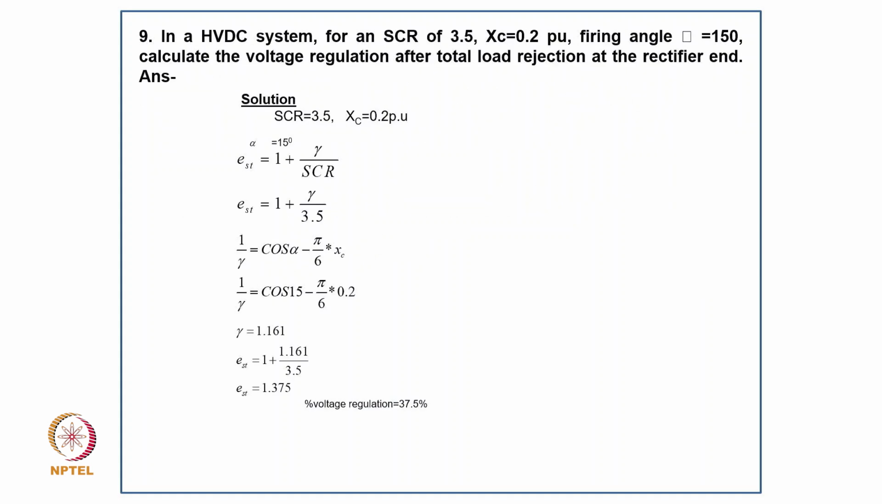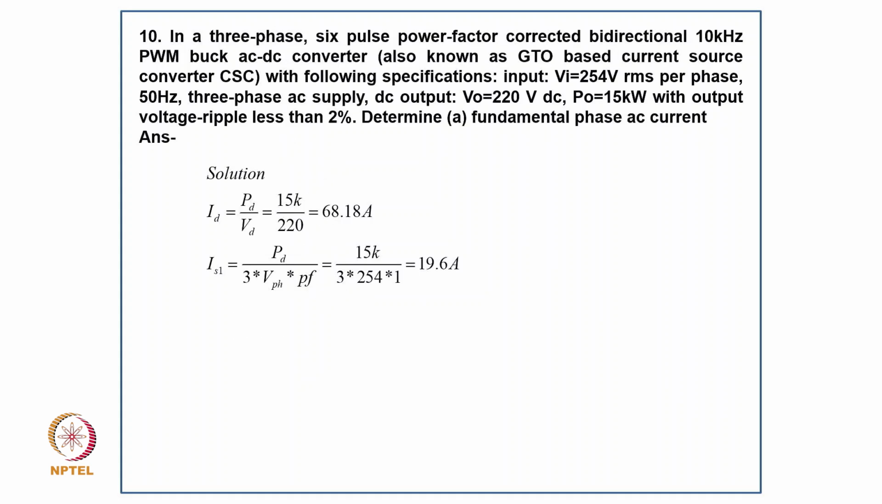Coming to an HVDC system with SCR 3.5, S equal to 0.2, firing angle of 150 degree. Calculate the voltage regulation on load rejection of the rectifier. So SCR 3.5, S equal to 0.2, alpha equal to 15. So ESI, EST is 1 plus gamma upon SCR. So putting the values, you get the gamma equal to 1.61 and EST equal to 1.375. So the overvoltage, the voltage regulation, is 37.5%.